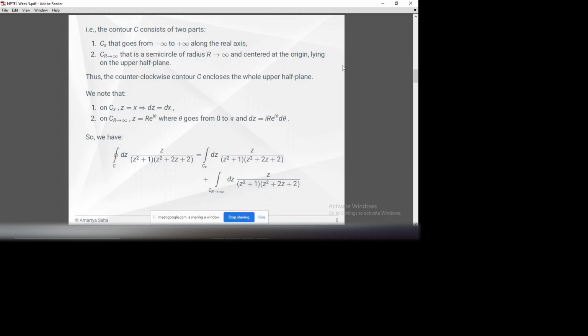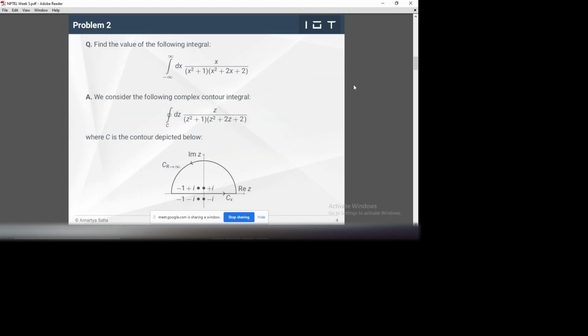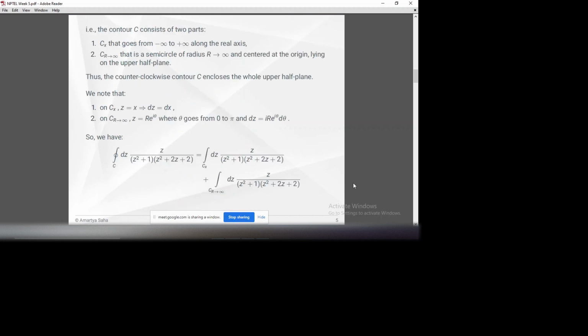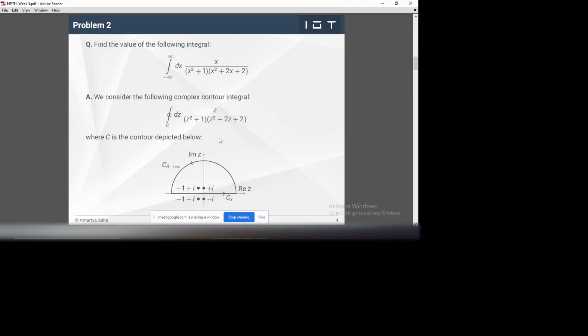So that means this semicircle lies on the upper half plane. It doesn't extend to the lower half plane. So these are the two parts of our contour. Thus the counterclockwise contour C encloses the whole upper half plane. The union of these two contours encloses the whole upper half plane, because we have taken r, the radius of the semicircular arc, as infinite.